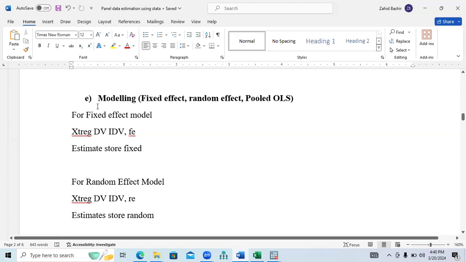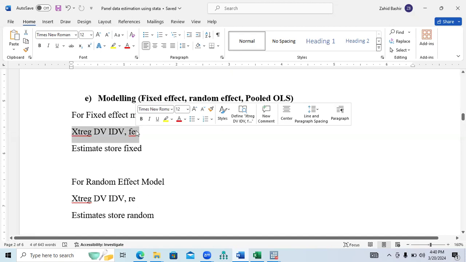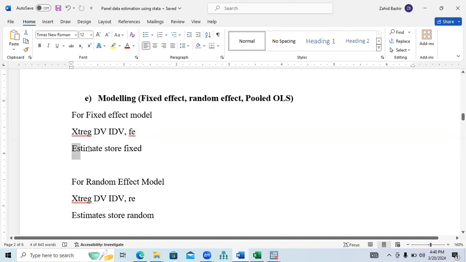Always remember, if you are using Stata, you are going to start your procedure from the fixed effect model first. So this is the command xtreg dv iv, and then fe for fixed effect estimation. And then you need to use estimates store fix for storing your results.